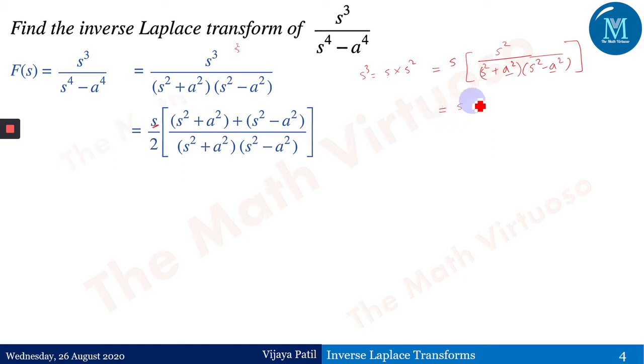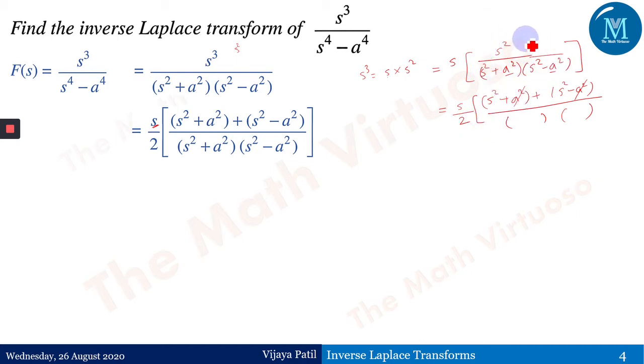This is possible if I do the following. I need to add these two up. If I add these two up, what will happen? s square plus a square plus s square minus a square, divided by these two brackets. The a square and minus a square will go off, and I'll remain with 2s square divided by these two brackets. But I don't want this 2s square, I just want s square, and therefore I'll divide it by 2, and already I have got a 2 over here. So 2s square upon 2 will give me s square.